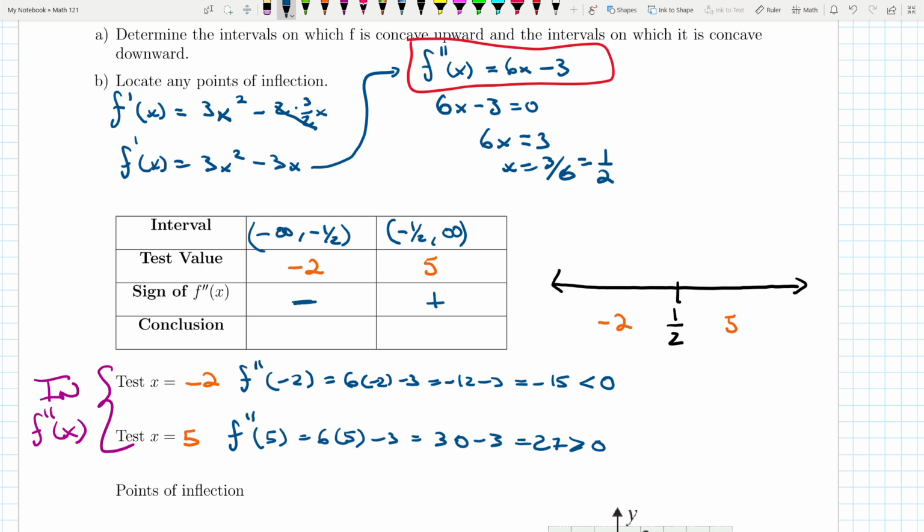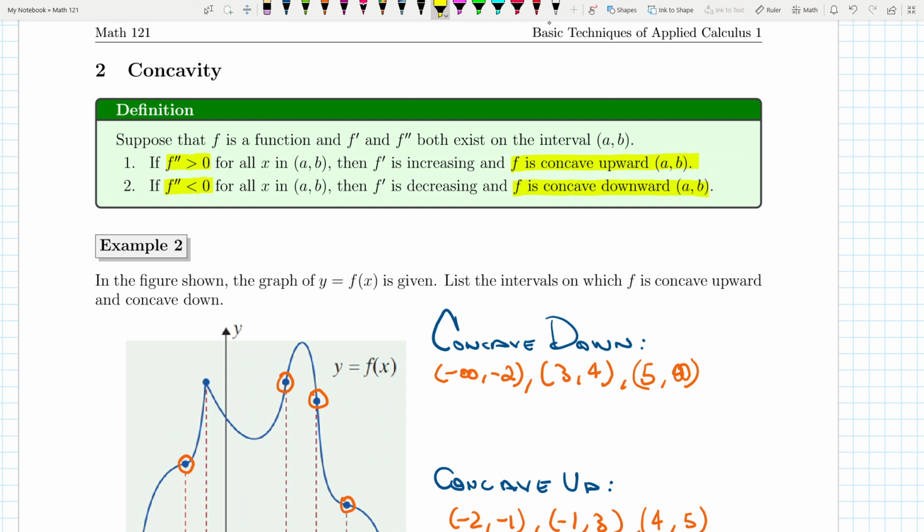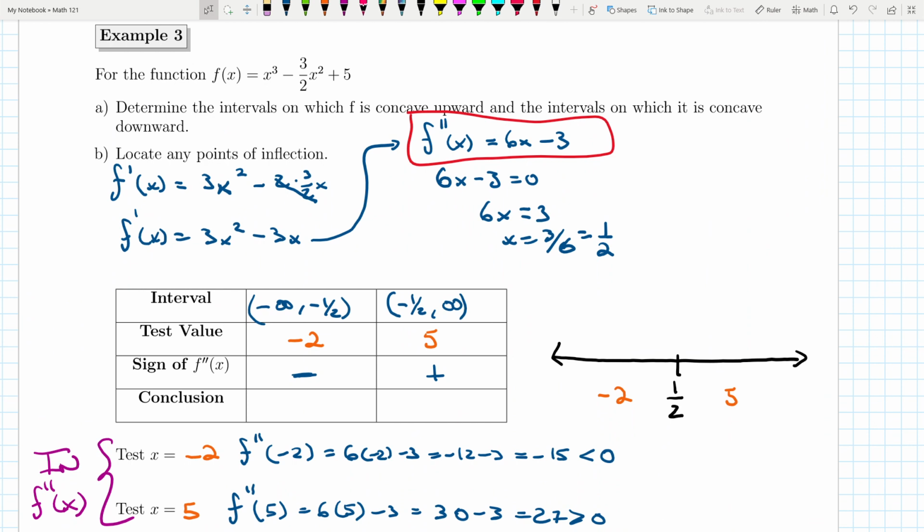All right. What is our conclusion in this case? No, it's not increasing, it's not decreasing. Going back to the table over here, or the definition, if the second derivative is positive, then f is concave up. Otherwise, if the second derivative is negative, then the original function f of x is concave down. So let's go back over here. Concave down, concave up.